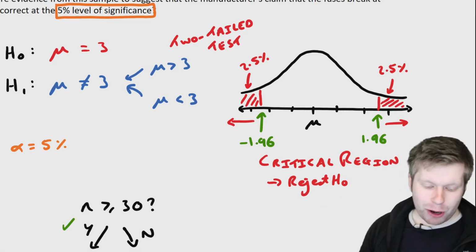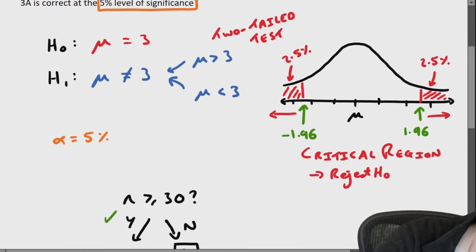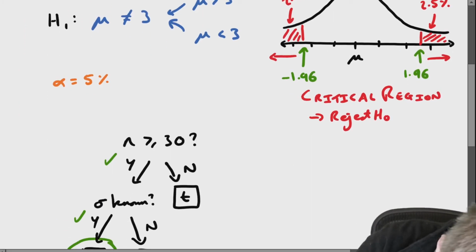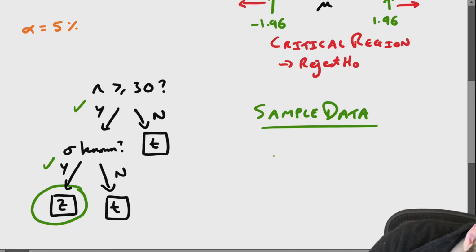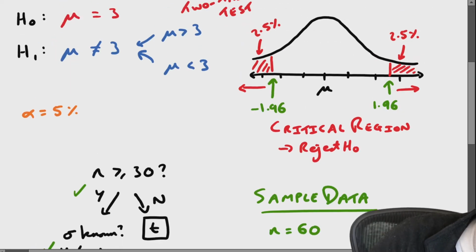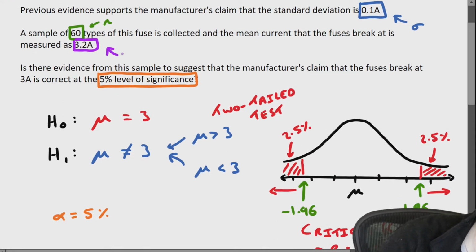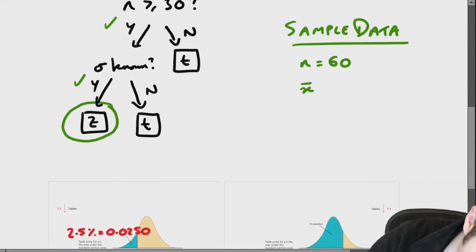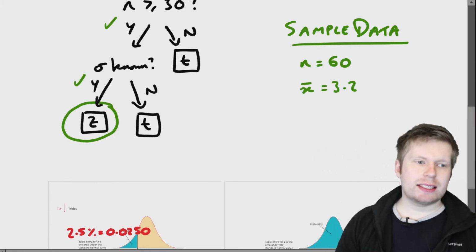So now I just need to work out, given this particular sample data, so let's write down my sample data. I have n equals 60. So here's my sample data, okay? I've been given that the sample size is 60. I've also been given the sample mean. So the sample mean in this case is 3.2. It's been given here. Okay? So now I just need to use this to find my test statistic.